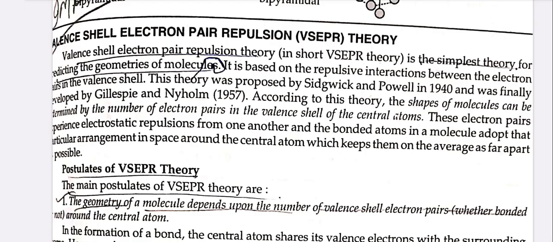According to this theory, the shapes of molecules can be determined by the number of electron pairs in the valence shell of the central atom. These electron pairs experience electrostatic repulsions from one another, and the bonded atoms in a molecule adopt that particular arrangement in space around the central atom which keeps them on the average as far apart as possible.